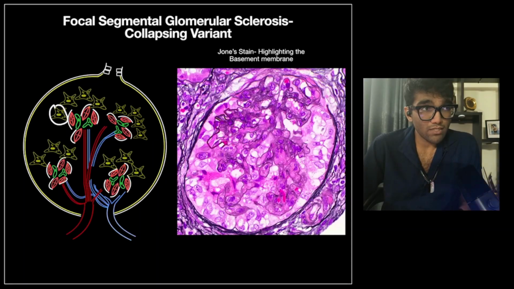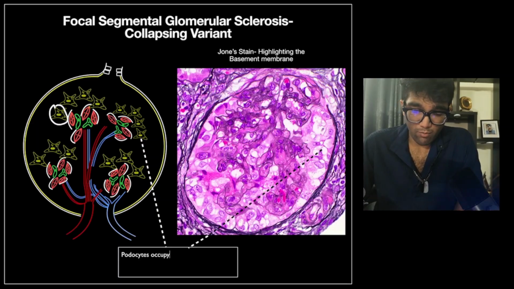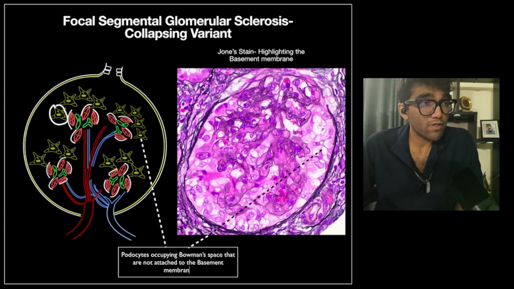That is a previous discussion. If this doesn't make sense to you, please go back to that discussion and have a look at it. So both the yellow cell as well as those foamy cells within the glomerular space represent your podocytes, which are occupying the Bowman's space and are not attached to the underlying basement membrane.